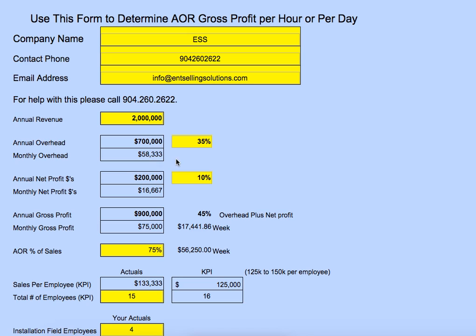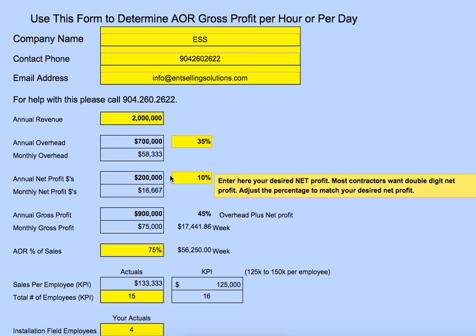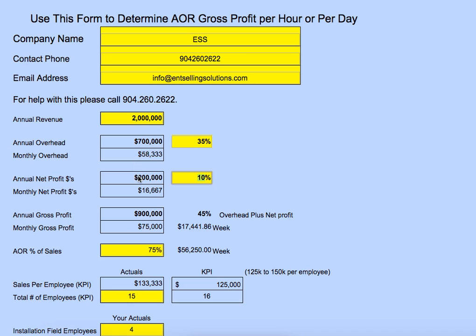Okay, I would want you to think about this as more representative than scientific from a math perspective, because what we're trying to do is just get a number of gross profit per hour or gross profit per day. Now, let's say that we wanted to make 10% net profit. That means on $2 million, we're going to want to make $200,000 over the year, which is $16,667 a month. So 200,000 plus 700,000 is 900,000. Gross profit is overhead plus net profit, meaning that 45% of my $2 million is attributed to gross profit.